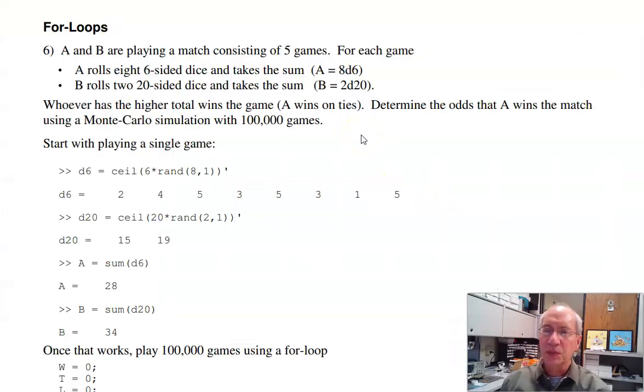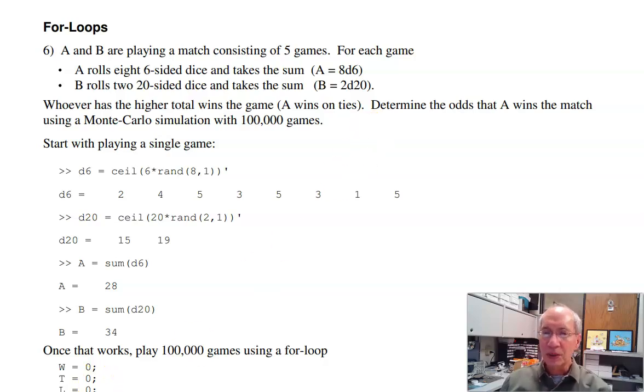Problem 6. This is where we're starting into for loops. A for loop executes a set of code a fixed number of times. So for example, let's have two people playing a game. A rolls 8 6-sided dice, takes the sum. B rolls 2 20-sided dice, takes the sum. Whoever has the highest score wins. Play a game or a match consisting of 5 games. What's the chance that A is going to win the match?